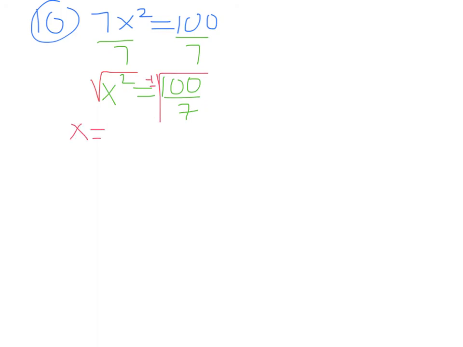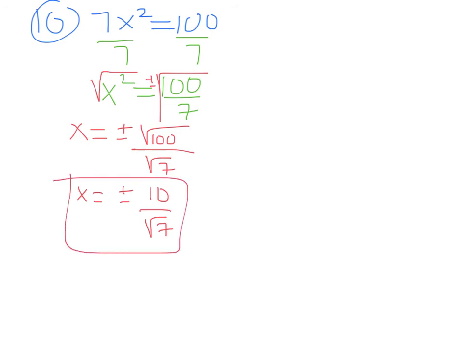On the left-hand side, I have just x. On the right-hand side, I have plus or minus the square root of 100 over 7. So one thing I am allowed to do is I can change that to square root of 100 over square root of 7. I can just do those two things separately. And from there, I don't know what the square root of 7 is, but I know that the square root of 100 is 10, so I would write this as plus or minus 10 over the square root of 7. That's all I need to do for that one.